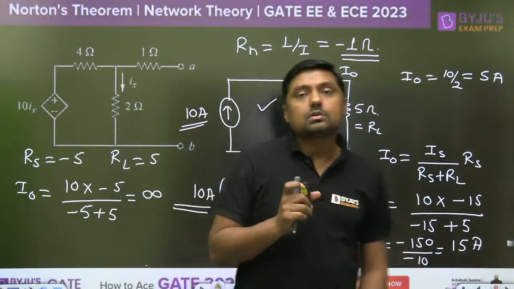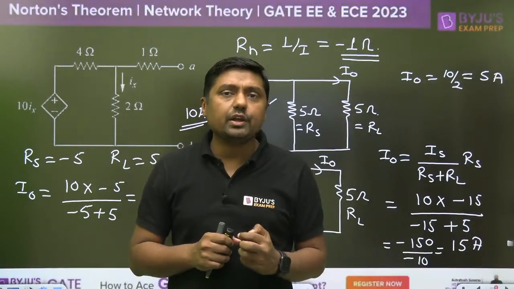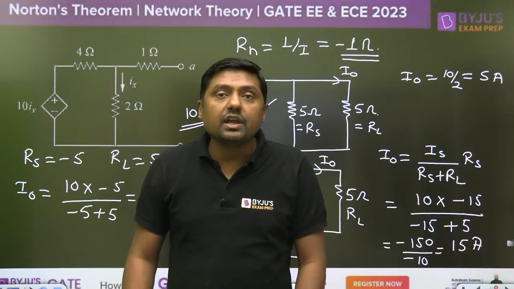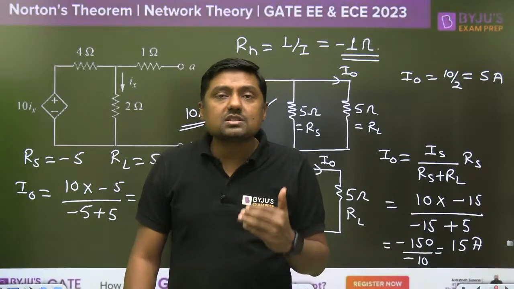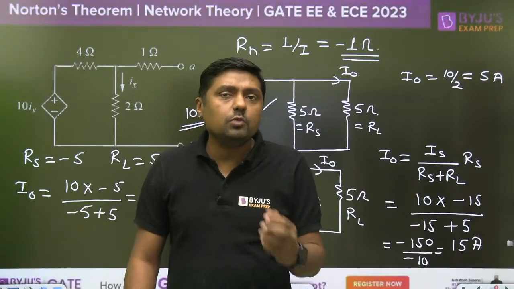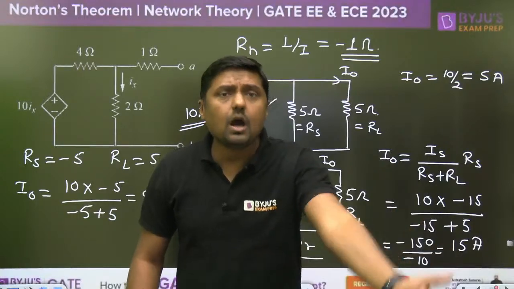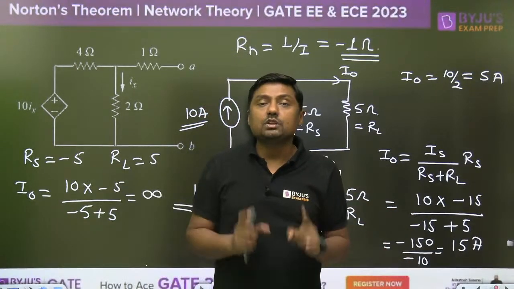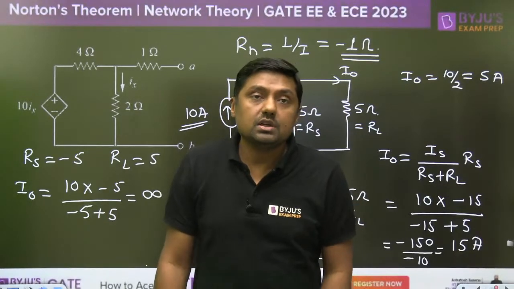If the magnitude of the negative resistance is exactly equal to what? RL, then the gain of the system will become what? Infinite. If the gain of the system will become infinite, what is the meaning of this? There will be the output without any input. That is the reason. Yes.